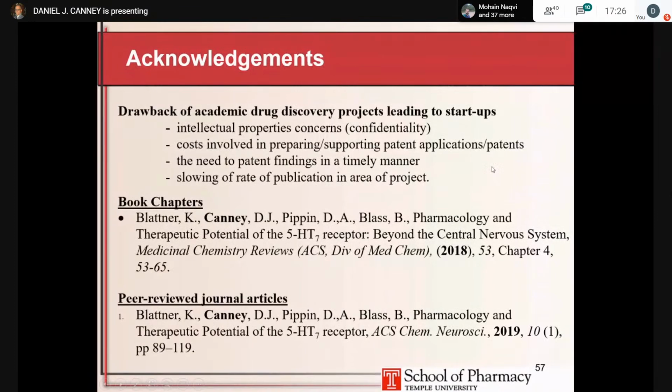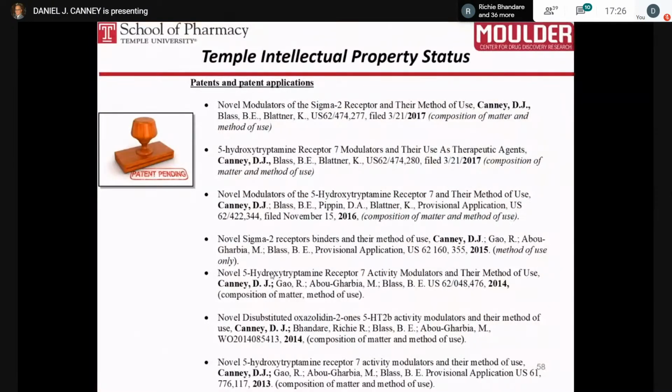I have not published in this area for a number of years, and it's not because we don't have data. I showed you some of the data, but we have a lot of data that we could publish that we're just sitting on for the moment due to intellectual property concerns. So there are some drawbacks, but there's also a lot of positive things that have come out of it. These are just some of the papers and things that we've published. Some of the patents that have come out of this work are shown here as well.